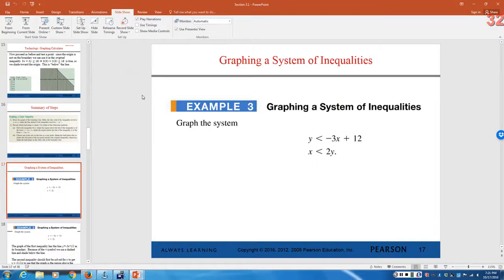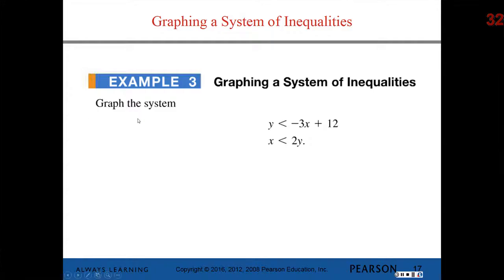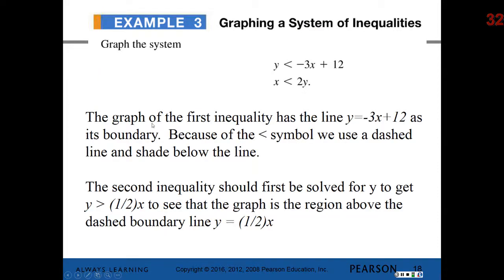Now the next thing we're going to do is graph a system, meaning more than one linear inequality. And it works pretty much the same way. First thing we're going to do is graph the boundary of the first inequality, which would be y equals negative 3x plus 12. And because the symbol is less than, we're going to use a dashed line. And we're going to shade below the line because 0 is less than 12. So 0 is less than 12 is true, so we're going to shade toward the origin. Okay? Then we're going to graph the line x is less than 2y, but we're going to have to change it around and solve it for y.